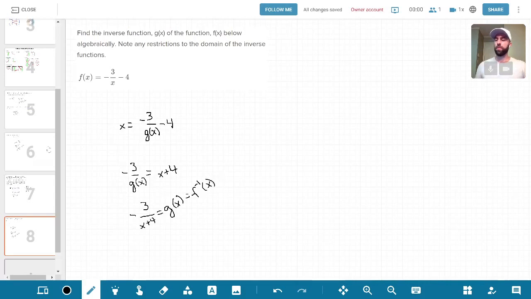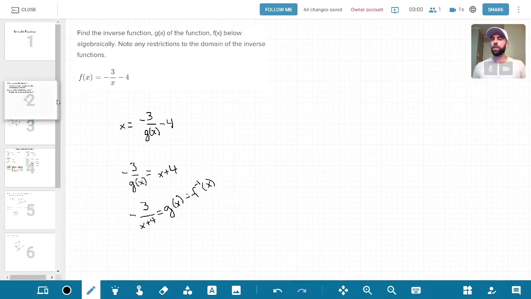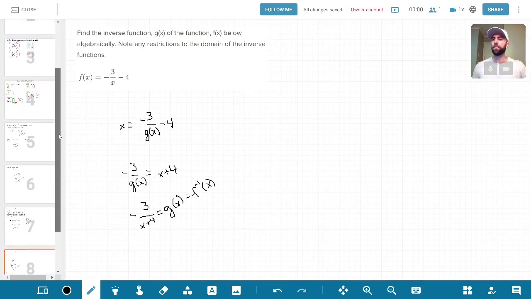These are just some pretty basic examples for the concept of invertible functions, what is and is not invertible, and some of the problems, how you solve them.